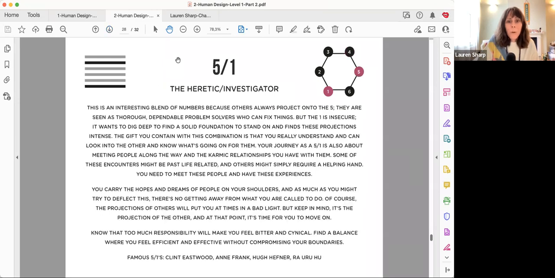And then the 5-1. So here we have that 5. What is that 5 doing? The 5 is saying, here I am. I'm the heretic. I'm diplomatic. I'm standing forward. I am a leader. And again, there's no ego. It's just this energy. And then the investigation. So this person can do it.